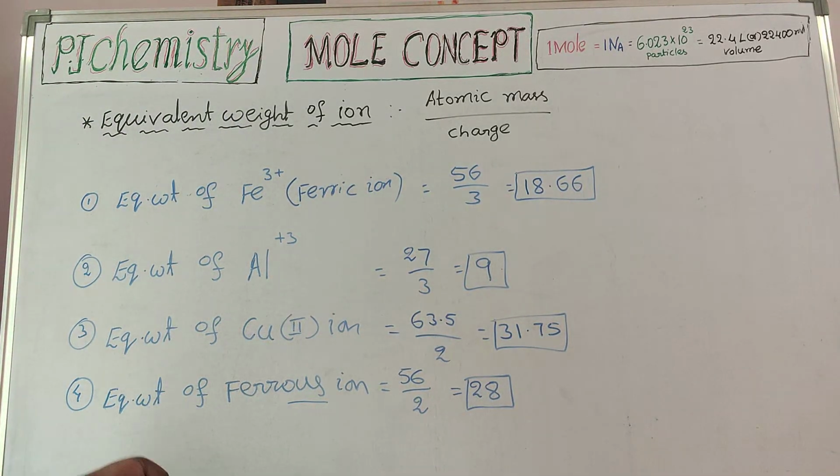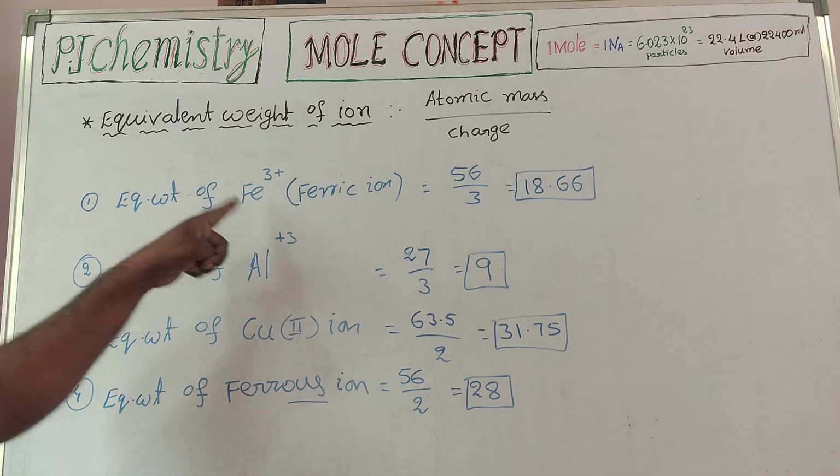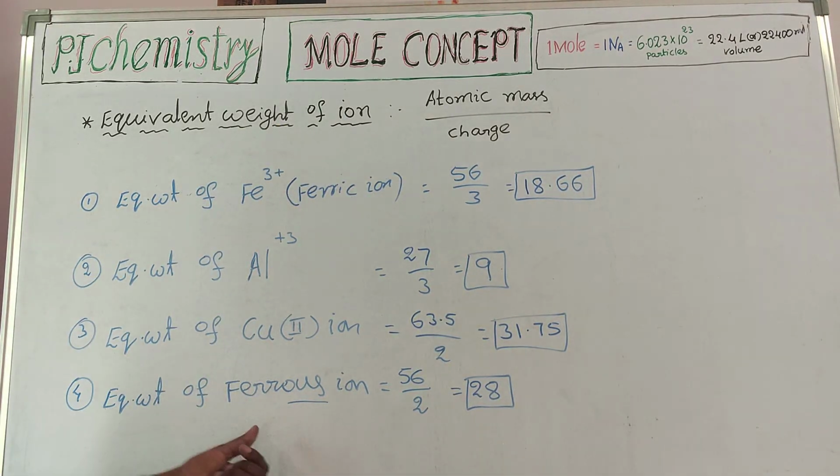The ferrous ion is nothing but Fe2+. Here Fe3+ we already calculated, and this is Fe2+, the ferrous ion. Yes, children, I hope you understood.